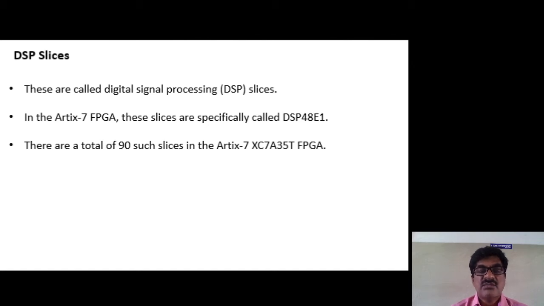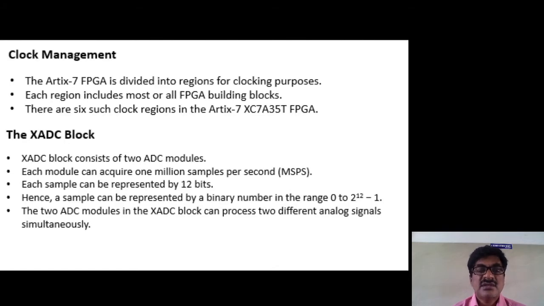Then coming to another block called DSP slices. The purpose of these slices is to do various arithmetic and logical operations. We have 90 such DSP slices in the Artix 7 XC7A35T.